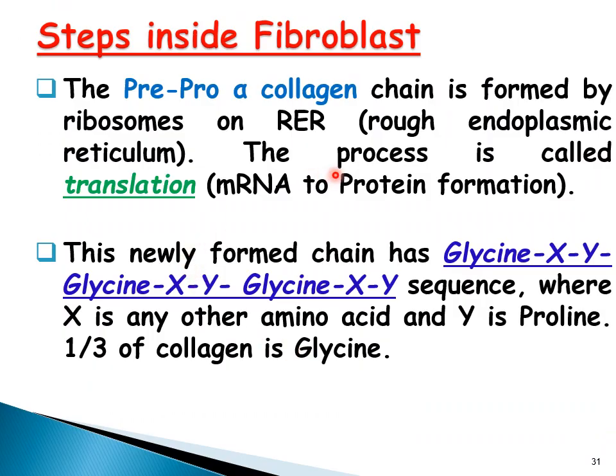So we'll see the steps that occur inside the fibroblast, that is, formation of pre-pro alpha collagen. The collagen is initially synthesized in the form of pre-pro collagen. This pre-pro alpha collagen chain is formed by the ribosomes on the rough endoplasmic reticulum. As we know, the synthesis of protein from messenger RNA is known as translation, so the pre-pro alpha collagen is formed by the process of translation. This newly formed chain has a glycine-X-Y sequence, as we have discussed in the structure of collagen, where every third amino acid is glycine and X and Y represent either hydroxyproline or hydroxylysine.